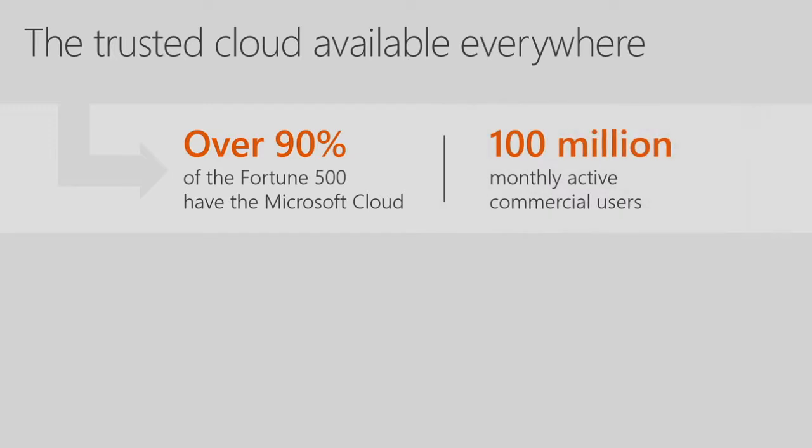And then finally, the trusted cloud available everywhere. So, a lot of customers have Office 365. A lot of customers have SharePoint on premises. And between the two, you can basically be guaranteed, of course, that in a lot of cases, customers have this infrastructure that's available to them. And of course, in your own organizations, you know where your SharePoint is, almost certainly. But in Office 365, we have over 100 million monthly active commercial users. That's people across organizations, storing their documents using Office 365, a subset of which are using SharePoint.